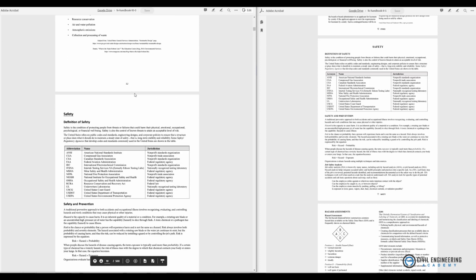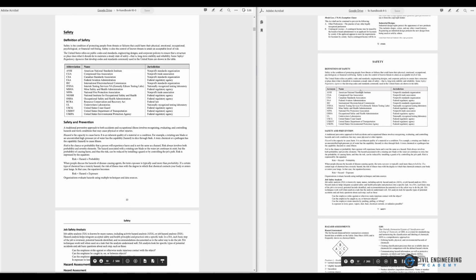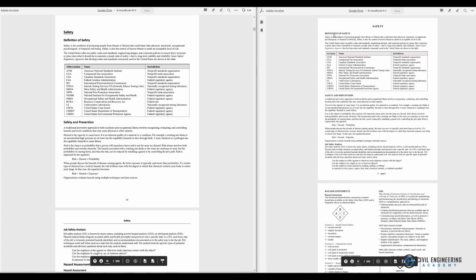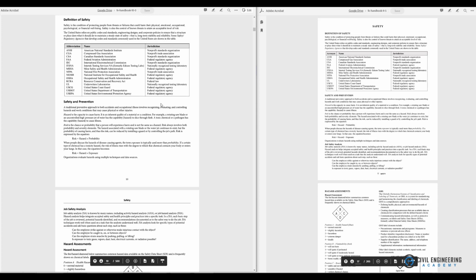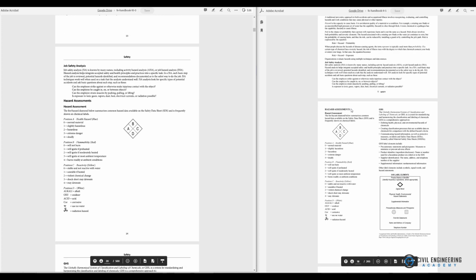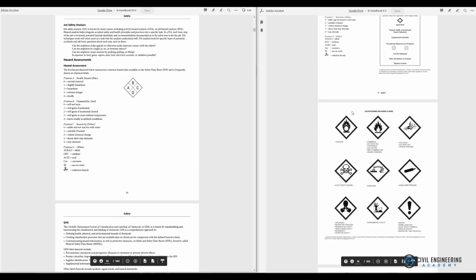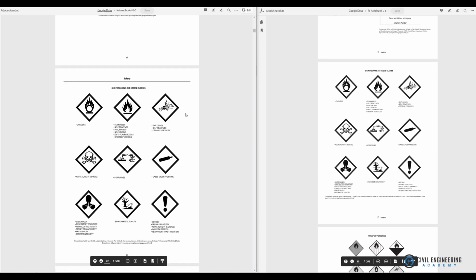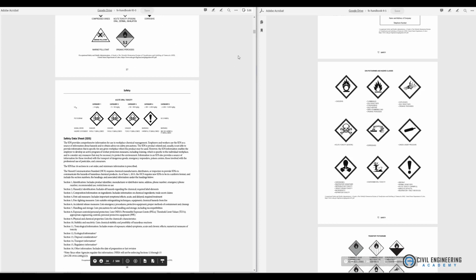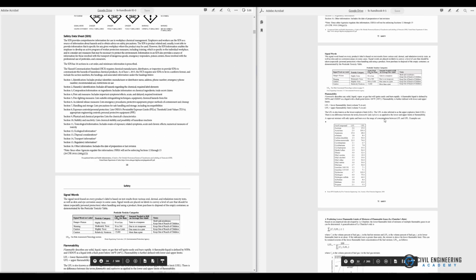Yeah, jumping through here, here's your safety. Definition of safety, it's all still there, it's all the same. There's really not much changed here. So you can see the spacing and text format is really just the only thing that changed on this. They just kind of spread it out. So that's really it. I can scroll through this whole thing if you are interested.